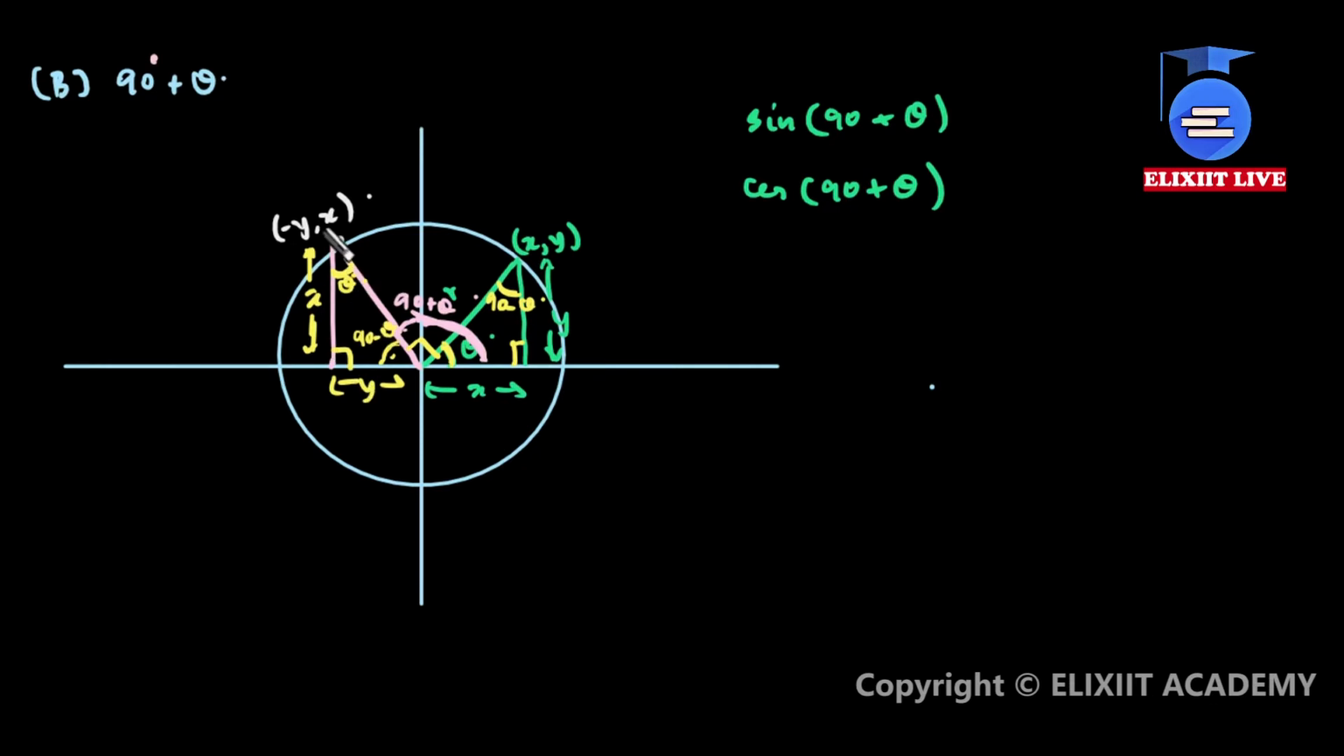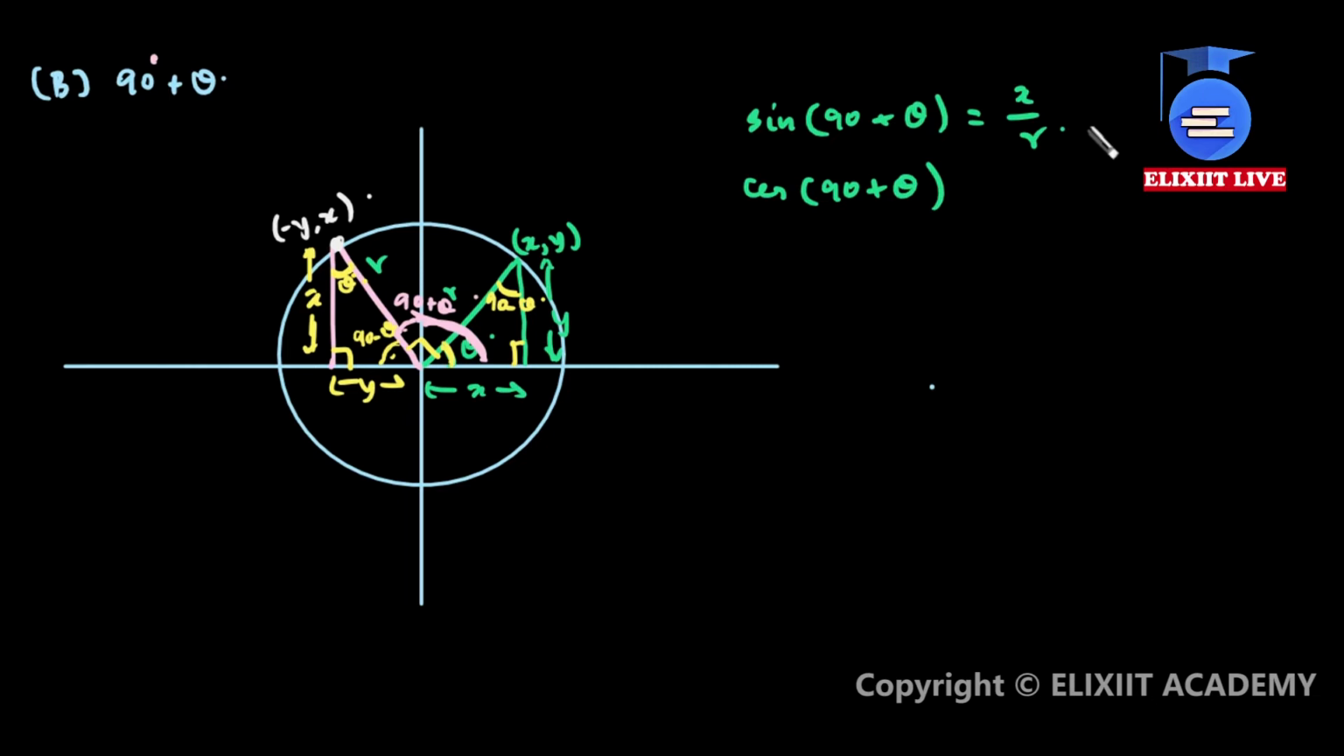From this particular triangle, come down to this pink triangle. Sine of 90 plus theta will be x by r. This is r actually. So x by r, perpendicular by hypotenuse. So we have x by r.